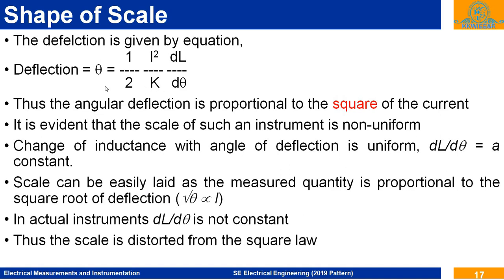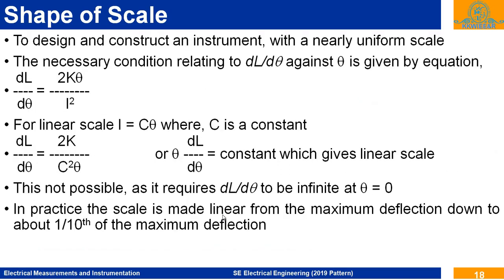Thus the scale is distorted from the square law. If this ratio is constant, then theta is proportional to I square, but this dL by d theta is not constant. So to design and construct an instrument in such a way that this ratio dL by d theta is constant, it will give you a uniform scale. The necessary condition relating dL by d theta against the deflection theta is given by this equation: dL by d theta is equal to 2k theta by I square.